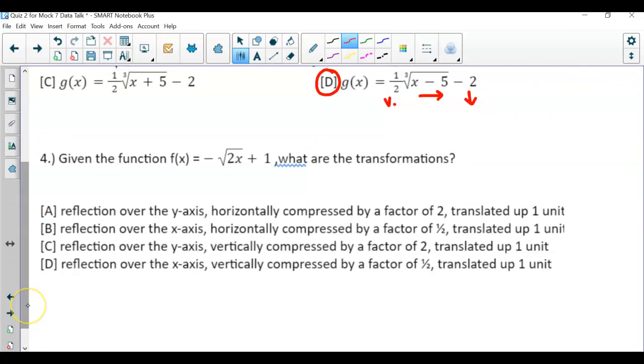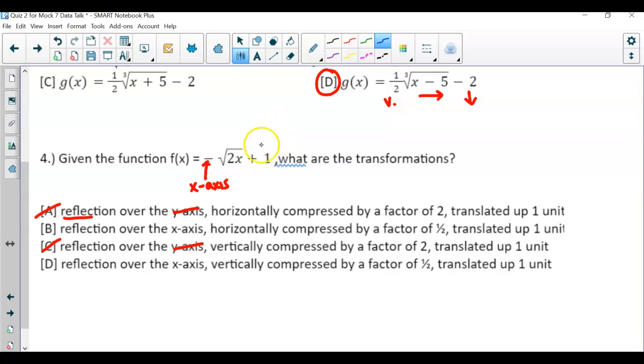Question number 4. Here, we're looking for what transformations? Again, notice how you have a negative on the outside. This does represent a reflection over the x-axis when the negative is on the outside. So I'm going to mark off A and C because they say y-axis. Then I do notice that all the other answer choices focus on 1 unit up. So we're good on this being our 1 unit up.